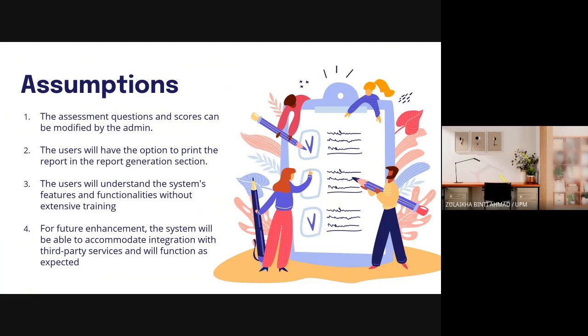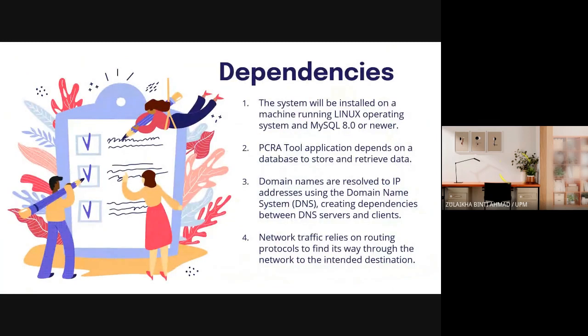And for future enhancement, the system will be able to accommodate integration with third-party services and will function as expected. On the dependencies, the system will be installed on a machine running a Linux operating system and MySQL 8.0 or newer. The PCRA tool application also depends on a database to store and retrieve data.